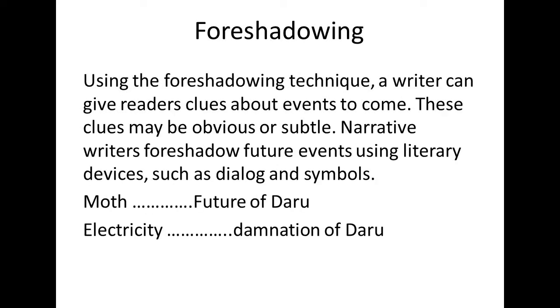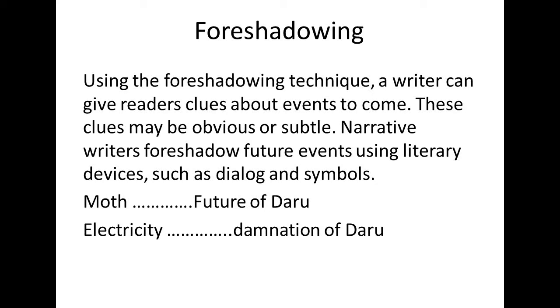The other technique is foreshadowing, which has been implemented by Mohsin Hamid. Using the foreshadowing technique, a writer can give readers clues about the events to come. These clues may be obvious or subtle. Narrative writers foreshadow future events using literary devices such as dialogue and symbols. About the dialogue and symbols we will be talking later on.